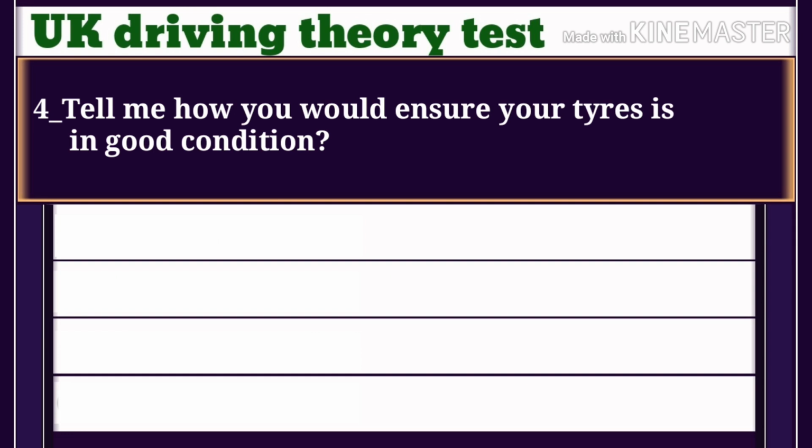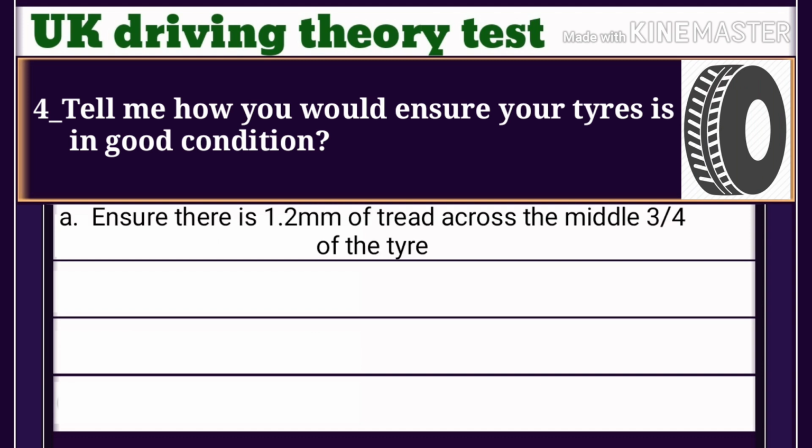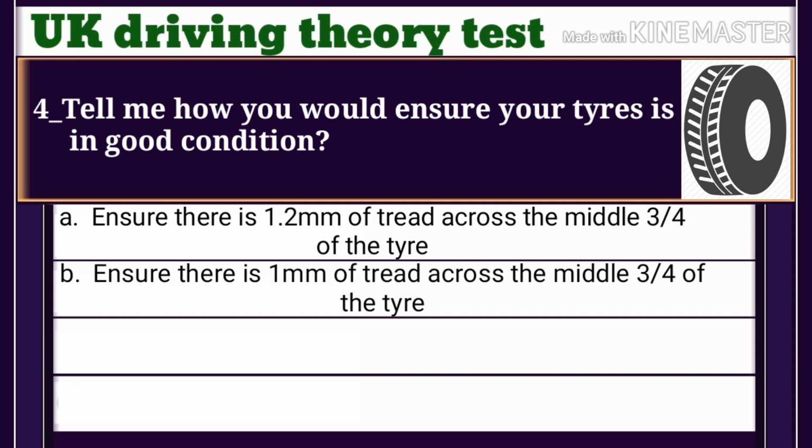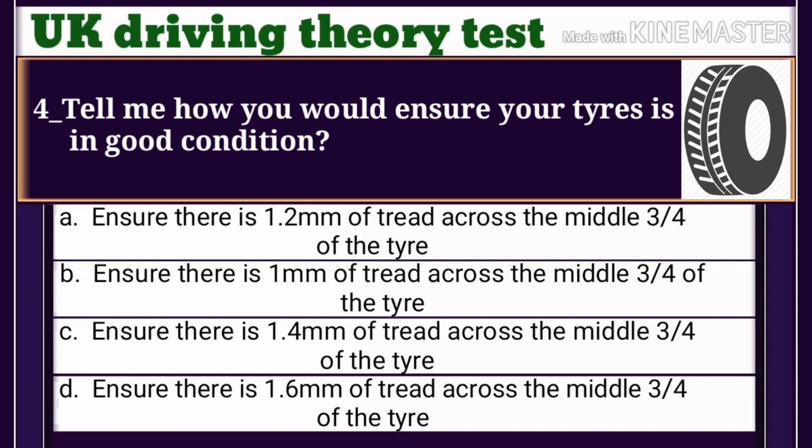Question 4. Tell me how you would ensure your tires are in good condition. A. Ensure there is 1.2 mm of tread across the middle 3/4 of the tire. B. Ensure there is 1 mm of tread across the middle 3/4 of the tire. C. Ensure there is 1.4 mm of tread across the middle 3/4 of the tire. D. Ensure there is 1.6 mm of tread across the middle 3/4 of the tire. The correct answer is D. Ensure there is 1.6 mm of tread across the middle 3/4 of the tire.